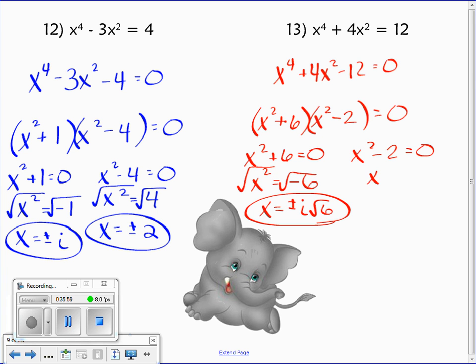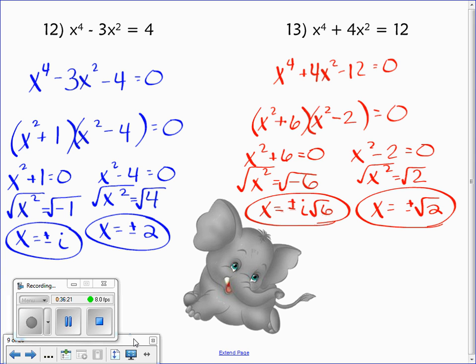Add 2. Square root. So x equals plus or minus radical 2. The radical's still there. Will this cross the x-axis? Will this? Yes. Okay. Yes. Not always. Just depends on the problem.